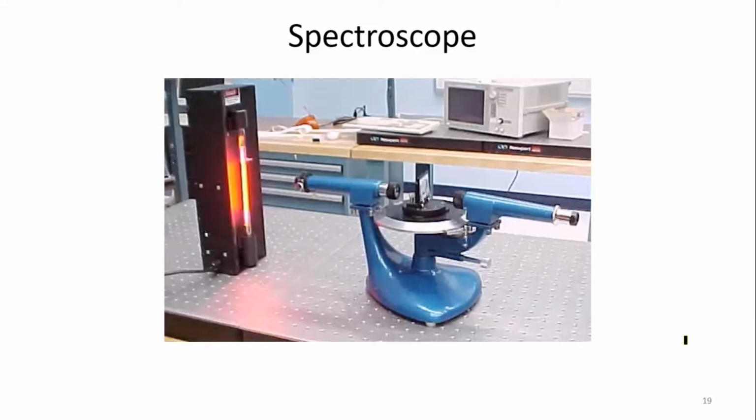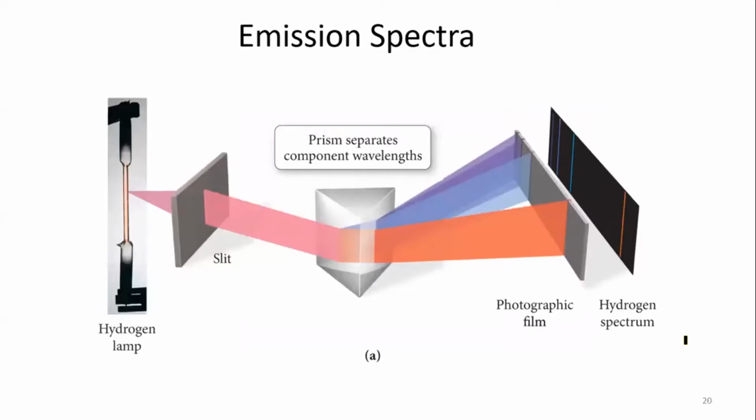In this case, you see on the left there is a hydrogen lamp, and it breaks it down into its components. So let me show you a sketch of a spectroscope. So here we have our hydrogen lamp on the left, a slit to focus the light into a single beam that is now separated by a prism into its separate components, and then recorded either on a film or a screen. And what you find is what is called the emission spectrum of this particular substance.